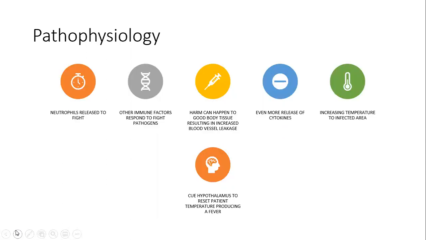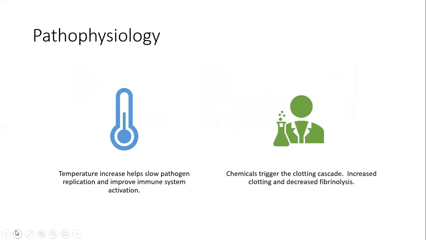However, later on, it causes problems. Neutrophils are released to fight, and other immune factors also respond to fight the pathogens. Harm can happen to good body tissue, resulting in increased blood vessel leakage. Even more release of cytokines increases temperature in the affected area, and that cues the hypothalamus to reset the patient's temperature, producing a fever. Temperature increase will help slow pathogen replication and improve your immune system activation. Chemicals trigger the clotting cascade, with increased clotting and decreased fibrinolysis.